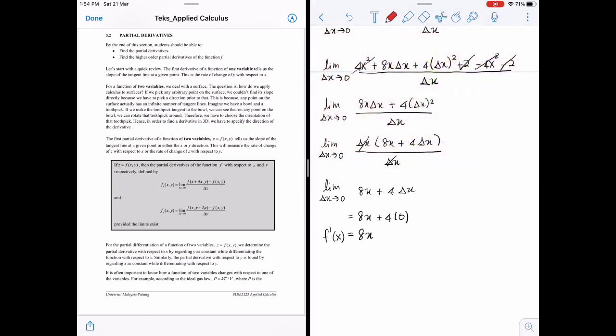Therefore, the first derivative of a function f with one variable represents the gradient of a tangent line. Okay, so we will continue with the first derivative of a function with two variables in the next subtopic.